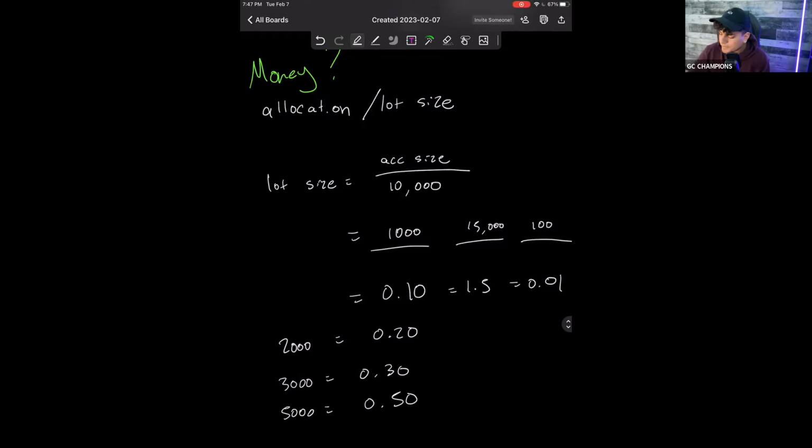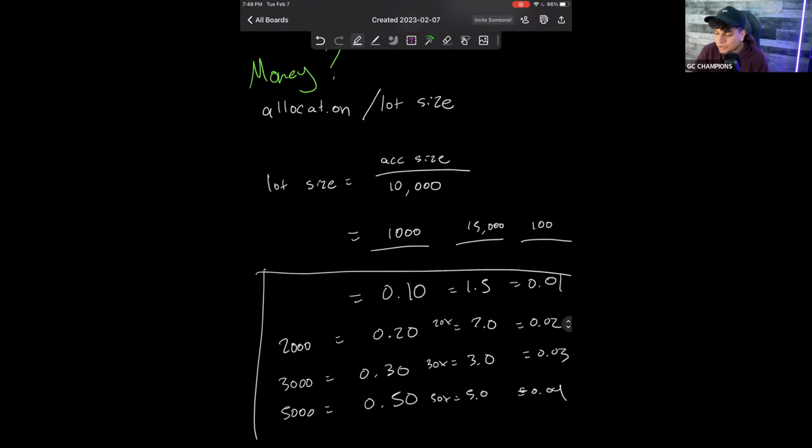Now with the over 10K accounts, same trend. If it was 20,000, so I put 20K, it would be 2.0. If it was 30K, it would be 3.0. If it was 50K, it would be 5.0. You see another trend forming? Yep. Same thing with the hundreds. If it was 200, it would be 0.02, 300 would be 0.03, 400 would be 0.04. So now we have a chart here where if you just screenshot this, you'd know, based off any account size, what the allocation number or lot size would be.